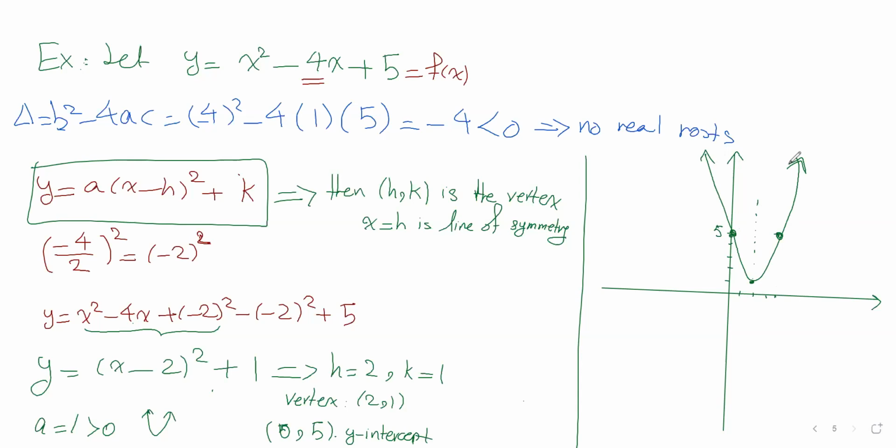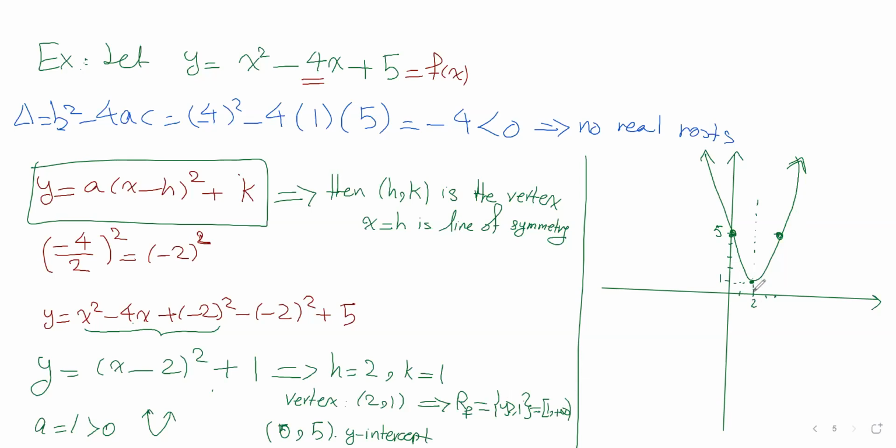So the range is easy. Once you have the vertex from here, you can get the range of f because it's a parabola opening up. So it's above 1. So y larger than or equal to 1 is the answer, which is [1, plus infinity), and we can see it here as well.